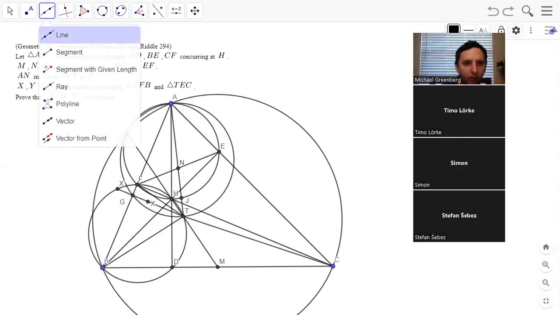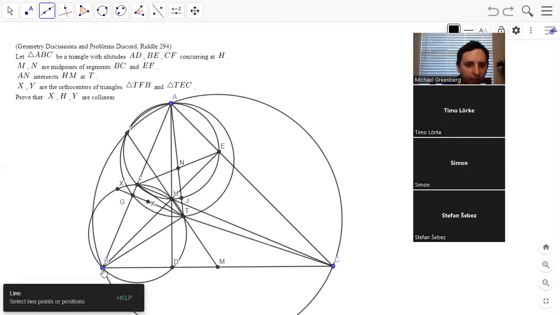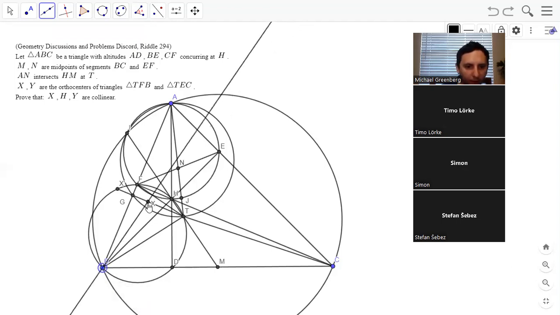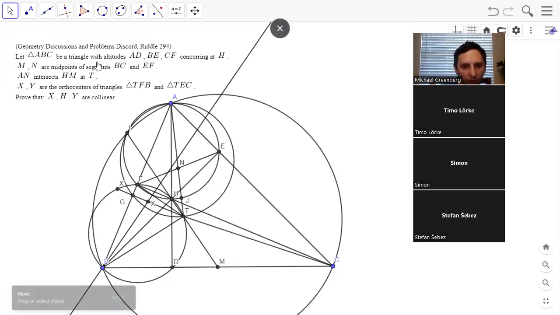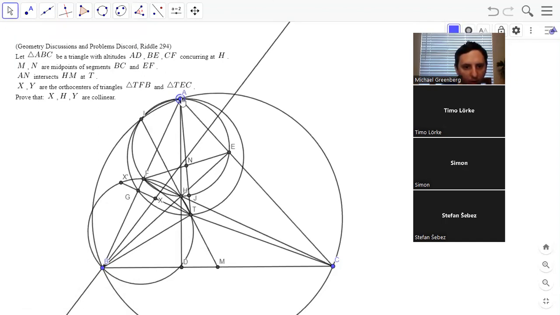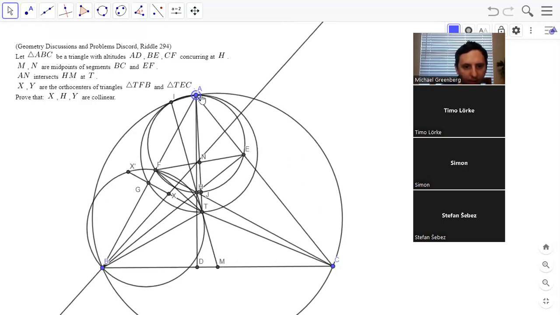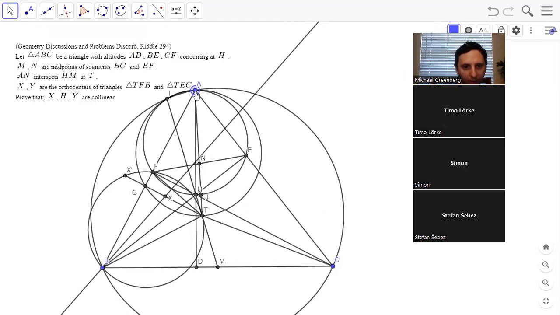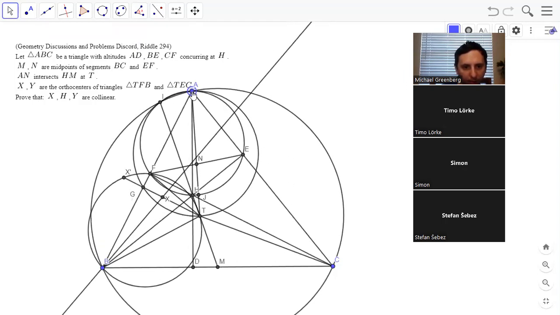Maybe, let's try something. Does BX pass through this point right here? Yeah, it looks like it. I don't know if that's obvious, but it looks like BX passes through this point.